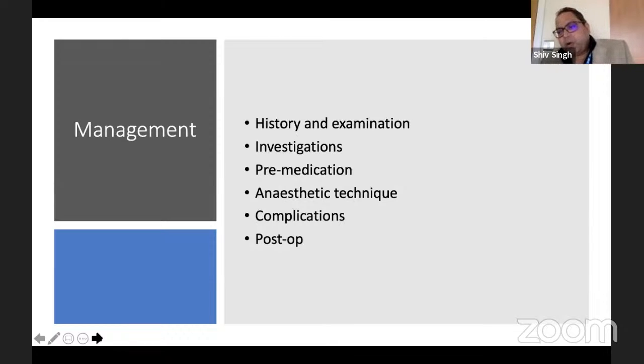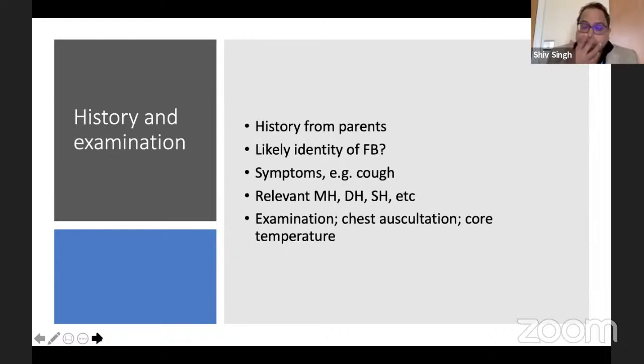Management should always include these aspects. We should have history and examination, investigations. There should be something on premedication. And then we talk about anesthetic technique, complications, and postoperative management. In any case where management is asked, these components should be present in your answer sheet.